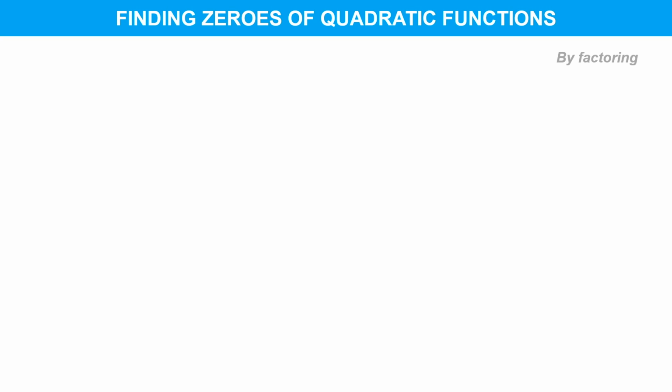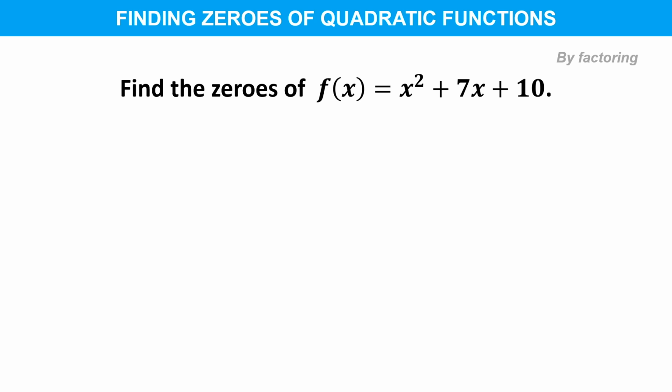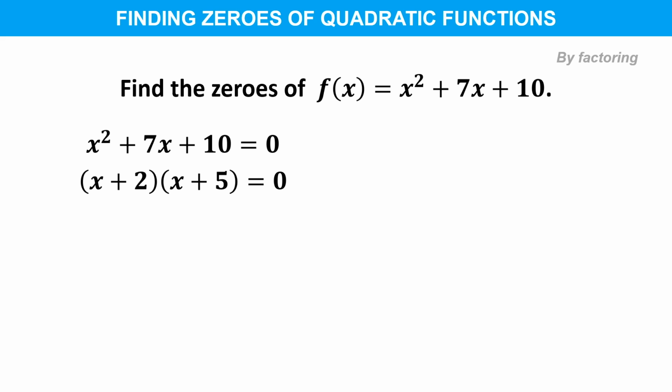Let's do some exercises in finding the zeros of quadratic functions. Find the zeros of f of x is equal to x squared plus 7x plus 10 using factoring method. First, write the corresponding quadratic equation. Factor the left side. The factored form is quantity x plus 2 times the quantity x plus 5 is equal to 0. Solve for x by equating each linear factor to 0.